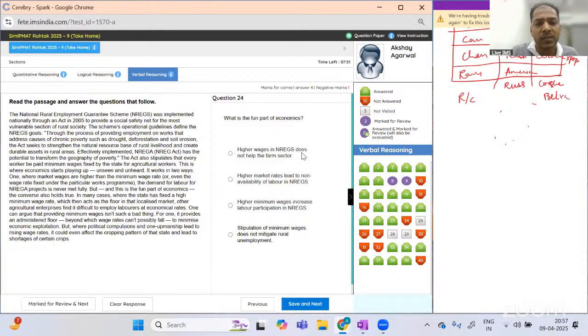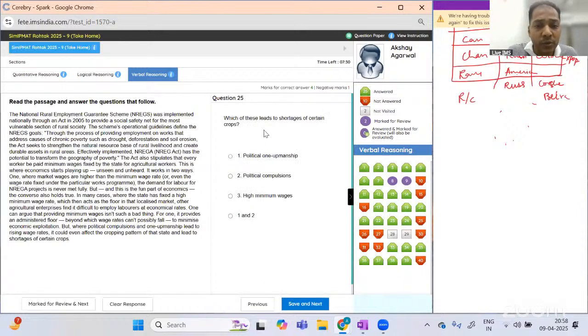Higher wages in NREGS do not help the farmer. Higher market rates lead to not only... It does not help the farm sector because NREGS provides a minimum wage rate which is higher than the local market rates. Which of these leads to shortages of certain crops beyond wage rate? It provides a pattern and shortage of certain crops. Which of these leads to shortages of certain crops?